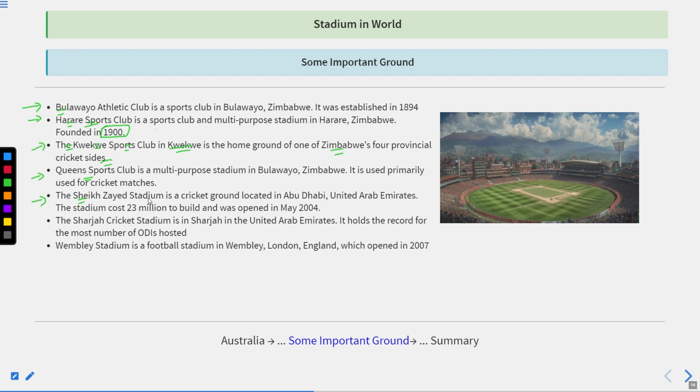The Sheikh Zayed Stadium, a cricket ground located in Abu Dhabi, United Arab Emirates. The stadium cost 23 million to build and was opened in May 2004. Thereafter, Sharjah Cricket Stadium. It is in Sharjah in the United Arab Emirates and holds the record for the most number of ODIs hosted. ODIs means one-day internationals. Then, Wembley Stadium. It is a football stadium in Wembley, London, England, which opened in 2007.